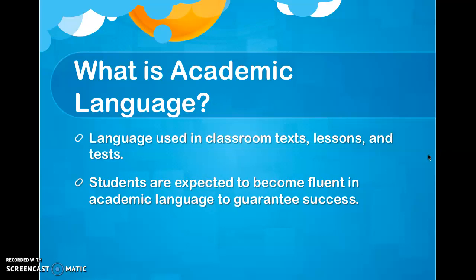Students are expected to become fluent in academic language in order to guarantee success. The understanding of academic language is shown to be a very strong indicator of how well a student will do within their specific subject area, within English, and across all other subject areas as well. The more understanding a student has of academic language, the more likely they are to be successful in their entire academic career.